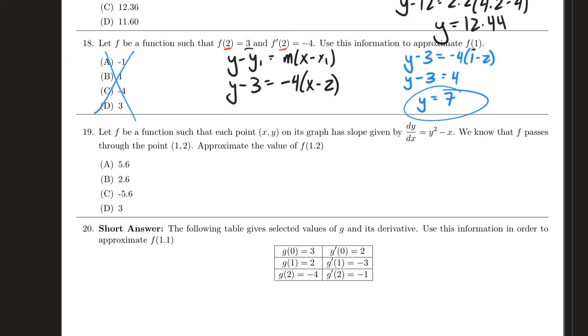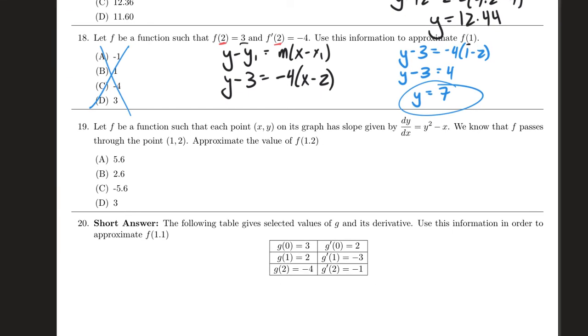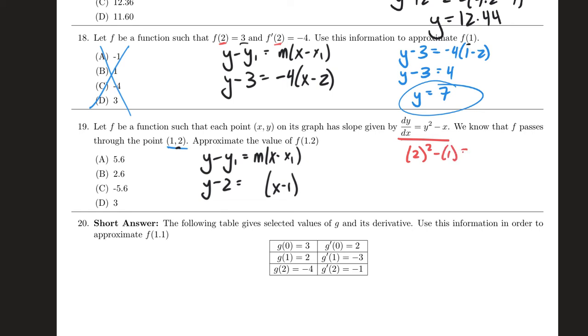All right, let f be a function where its slope is given by dy/dx equals y squared minus x. And we know f passes through the point (1, 2). All right, so again, we're going to make our tangent line. We're going to plug in our y value that we know is 2. Our slope we'll figure out in a second, and our x value is 1. And how do we figure out our slope? That comes from our derivative. So our slope is going to be y squared, 2 squared, minus our x, which is 1. It's 4 minus 1, and that's 3. All right, so our slope is 3. All right, so that is the equation of the tangent line at the point (1, 2).